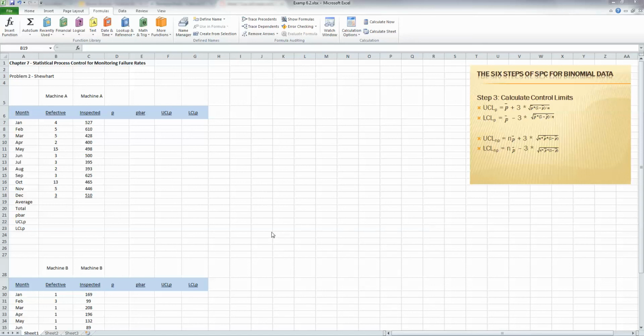Okay, let's look at an example of how to calculate a p-chart from a series of samples taken over time. As you can see, this is from problem 7.2, and it's from Shewhart's classical book called Economic Control of Quality of Manufactured Product. Apparently they have inspected many machines over a year and found some of them to be defective.